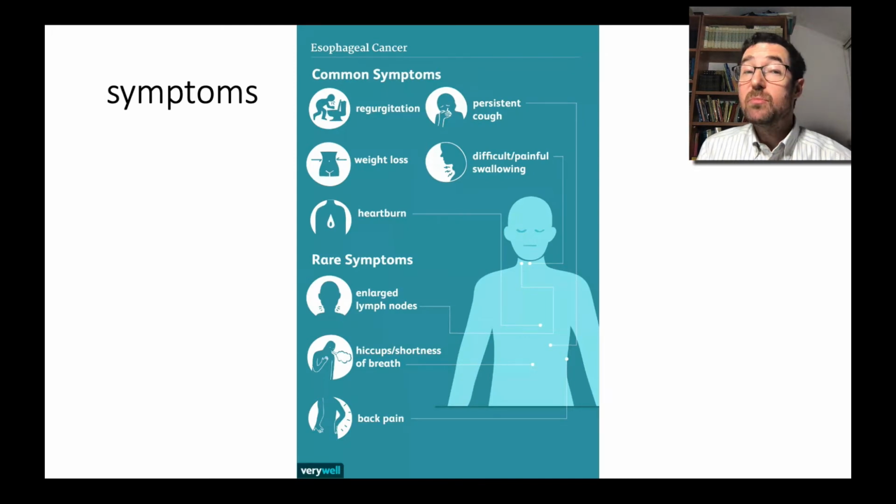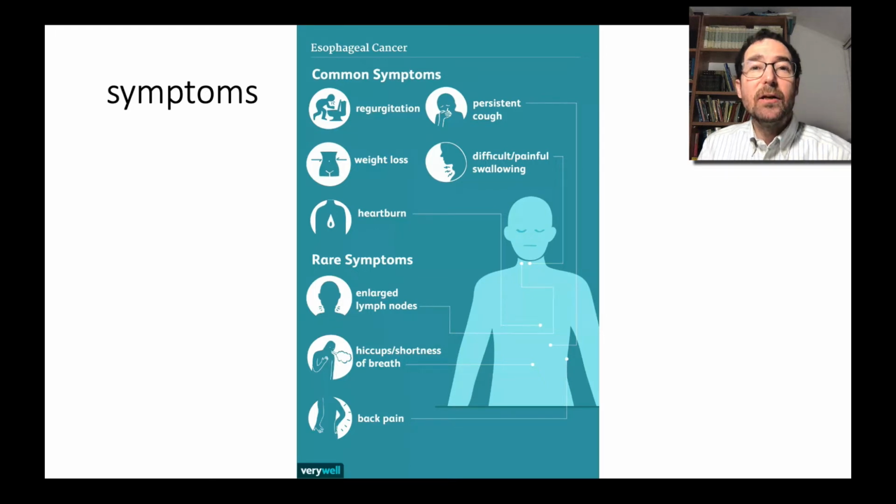So what are the symptoms of this disease? Classically, it's people complaining about food getting stuck in their esophagus. They can have some heartburn, some weight loss, persistent cough, and more rarely they may complain of a mass in the Virchow's node, supraclavicular area, or back pain, which could be metastasis.